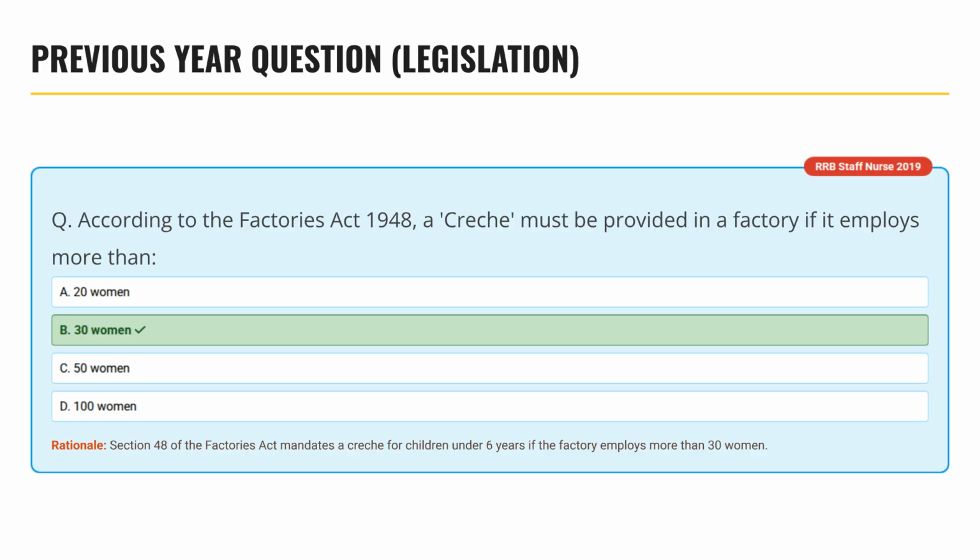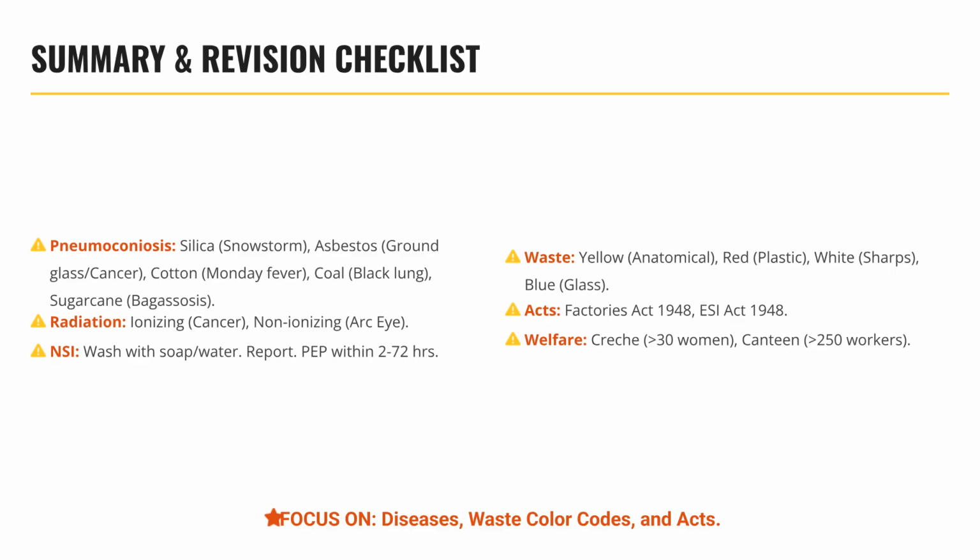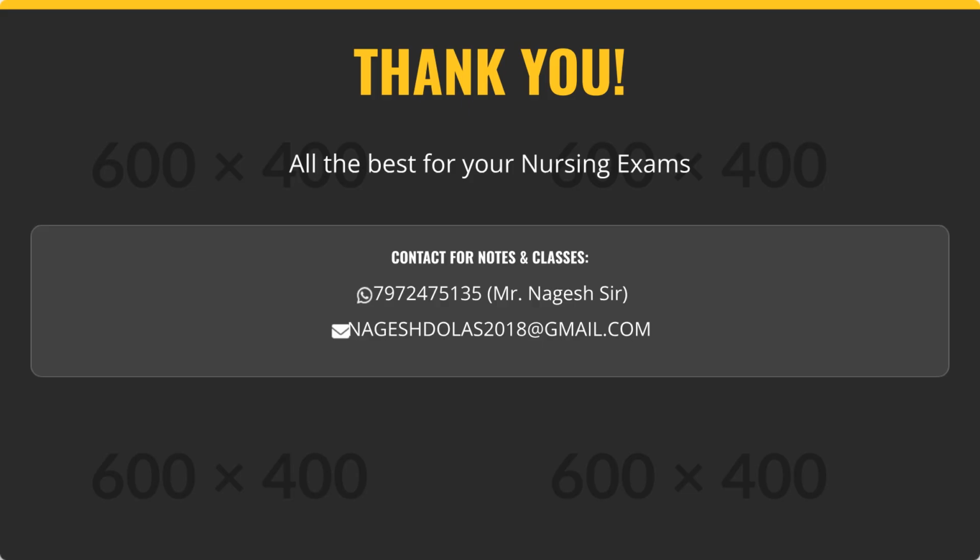According to the Factories Act 1948, a creche must be provided if a factory employs more than 30 women. The summary checklist focuses on key diseases, waste color codes, and legal acts. Review pneumoconiosis types, radiation effects, needle stick injury management, and waste segregation rules. Key acts include the Factories Act and the ESI Act of 1948.